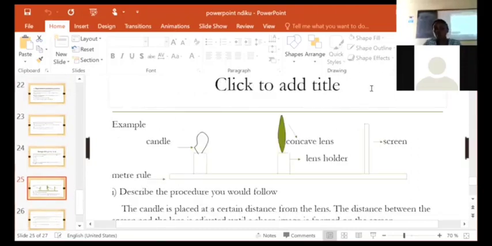So we have the diagram drawn as it is. You can see we have the candle, which was given. We have the lens, which was given. The lens holder, which was given. The screen, and the meter rule. So everything which was given is taken care of.